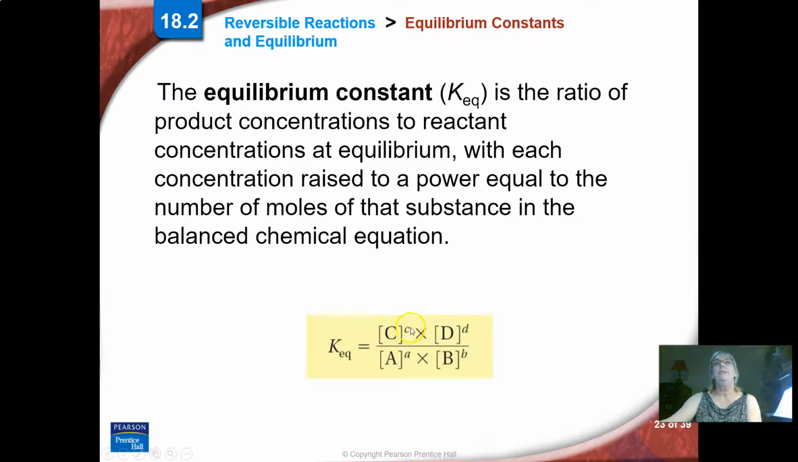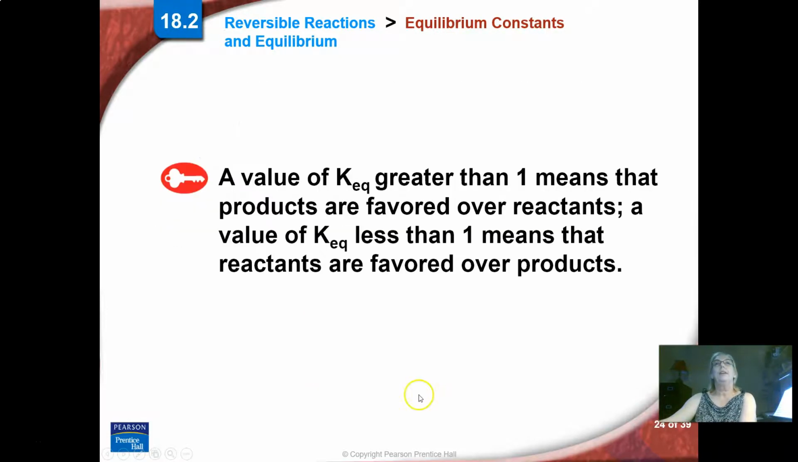They go here as exponents in this KEQ. So if you have a KEQ bigger than 1, that means you have more products than reactants. If you have KEQ less than 1, you have more reactants than products.